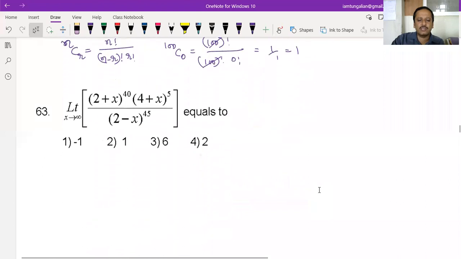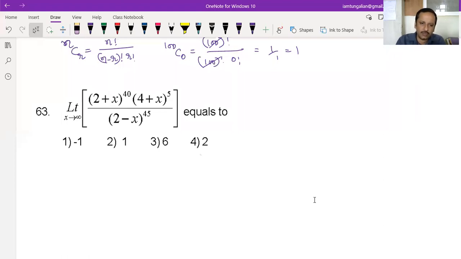Let's go to the next question. Limit x extends to infinity, 2 plus x whole power 40 into 4 plus x whole power 5 divided by 2 minus x whole power 45.